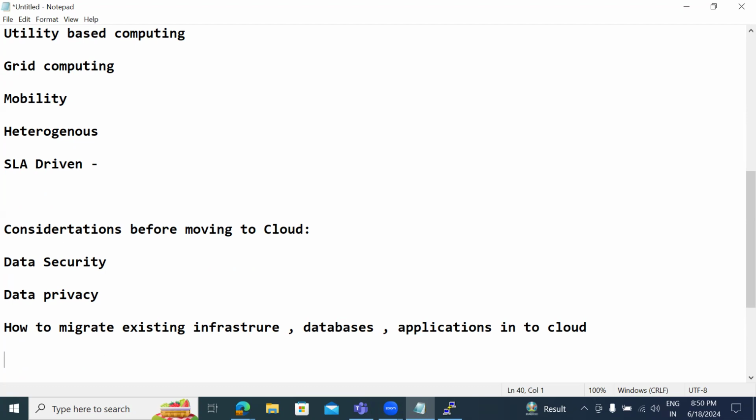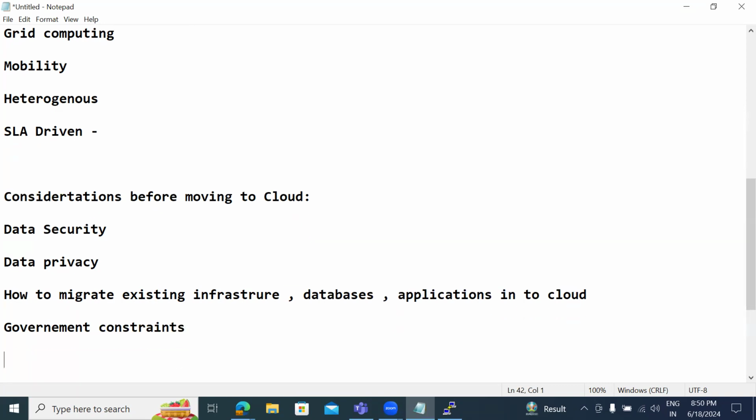For a startup, no issue because they can deploy everything in the cloud itself. But for the existing companies, what is the major challenge they are getting? How to migrate their existing infrastructure into cloud. Okay. The fourth consideration is any government constraints we have.